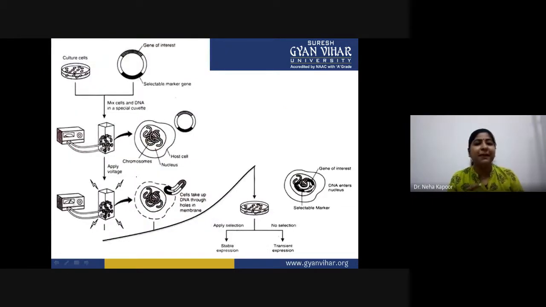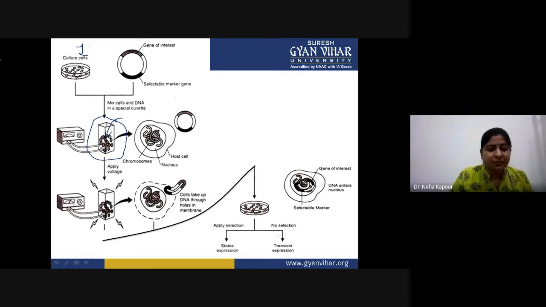So this is the main mechanism of how it is actually happening. These are the culture cells. First, the starting point: this is the gene of interest. This is the selectable marker gene. First of all, you need to mix the cells and the DNA to be inserted in a special cuvette. This is the cuvette. The electroporator assembly is separate, into which a separate cuvette is given. First of all, you need to add these culture cells as well as your gene of interest. After that, you need to apply the voltage.